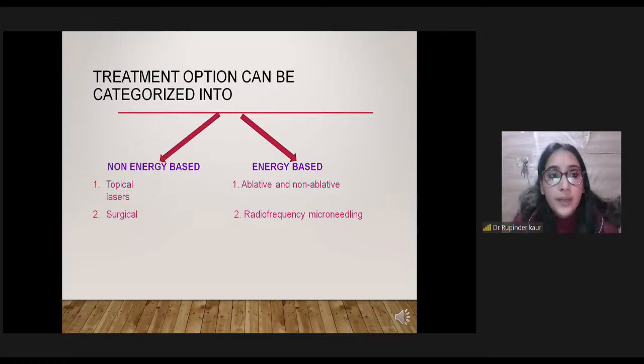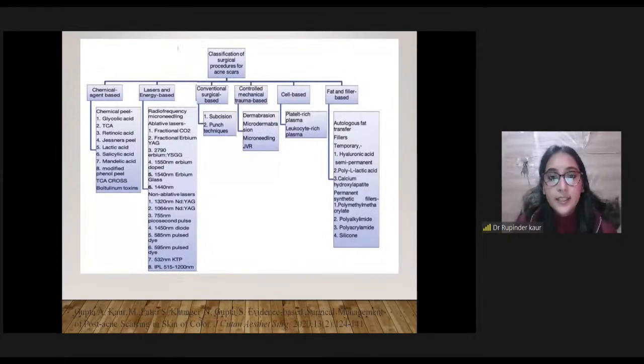Treatment options can be categorized into non-energy based, topical, energy based, as well as surgical. Energy based are classified into lasers and microneedling. Chemical agents include chemical peel, TCA cross, and botulinum toxin. Lasers and energy based include radiofrequency microneedling, ablative and non-ablative lasers. Surgical based include subcision and punch techniques.